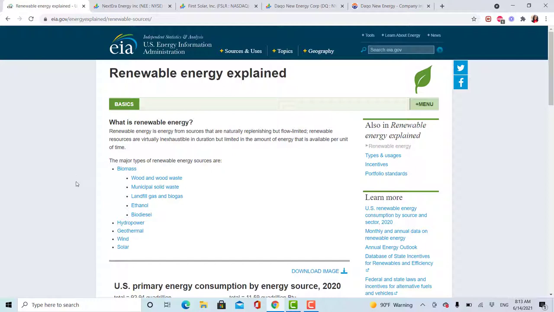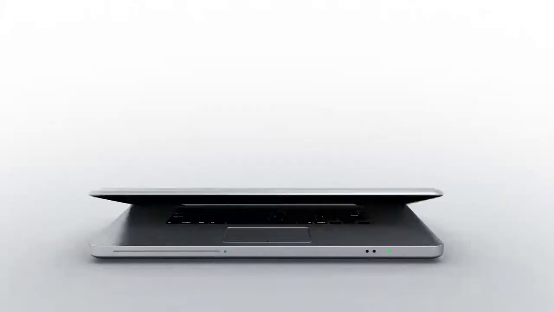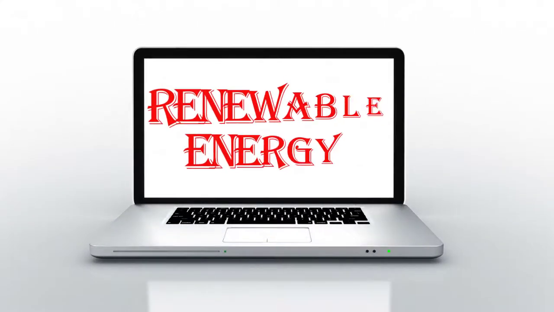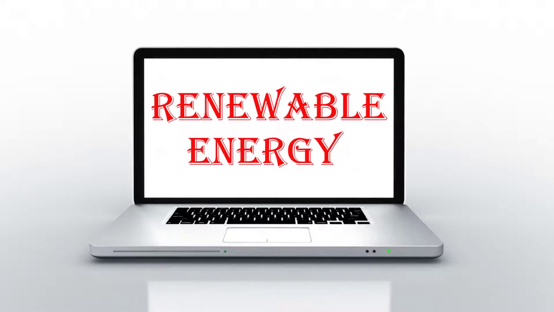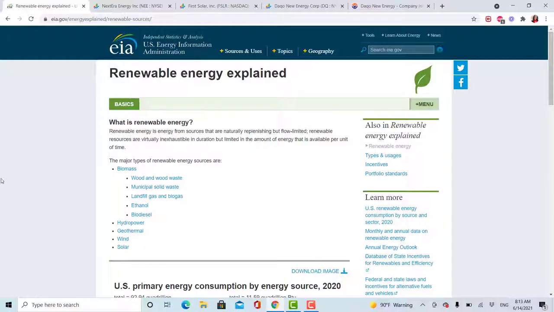It is energy from sources that are naturally replenishing but flow limited. Renewable resources are virtually inexhaustible in duration but limited in the amount of energy that's available per unit of time. The major types of renewable energy sources are biomass, hydropower, geothermal, wind, and solar.